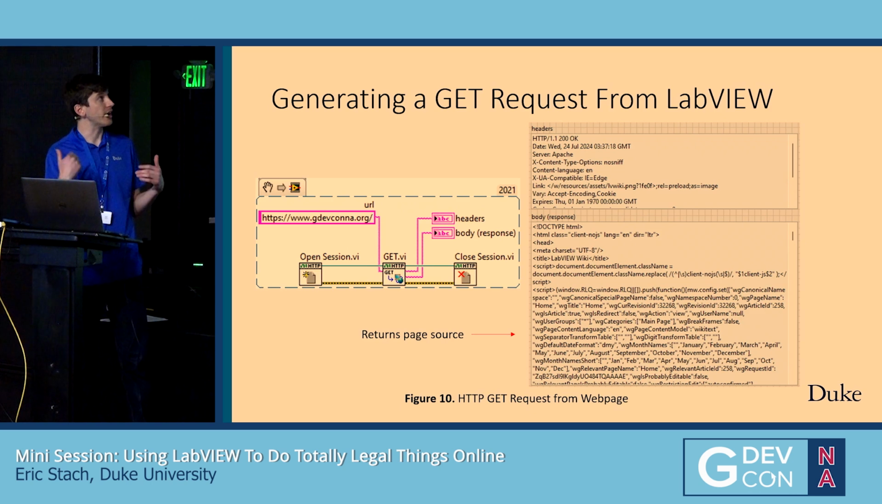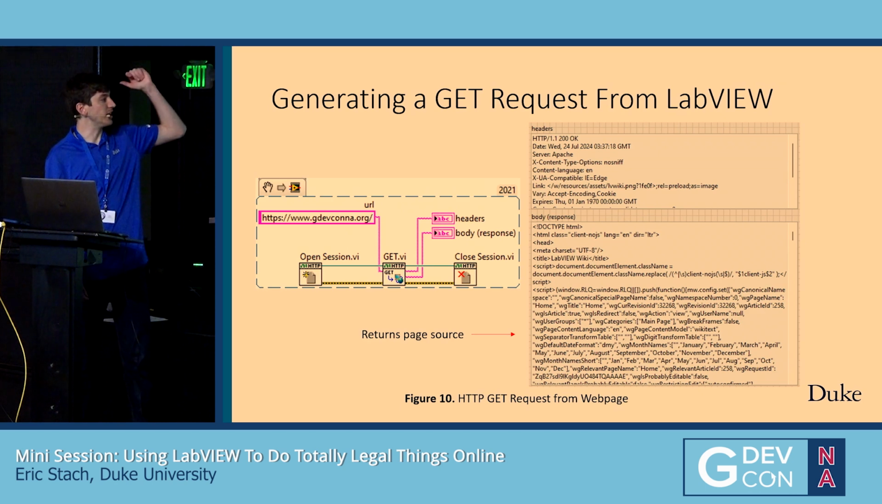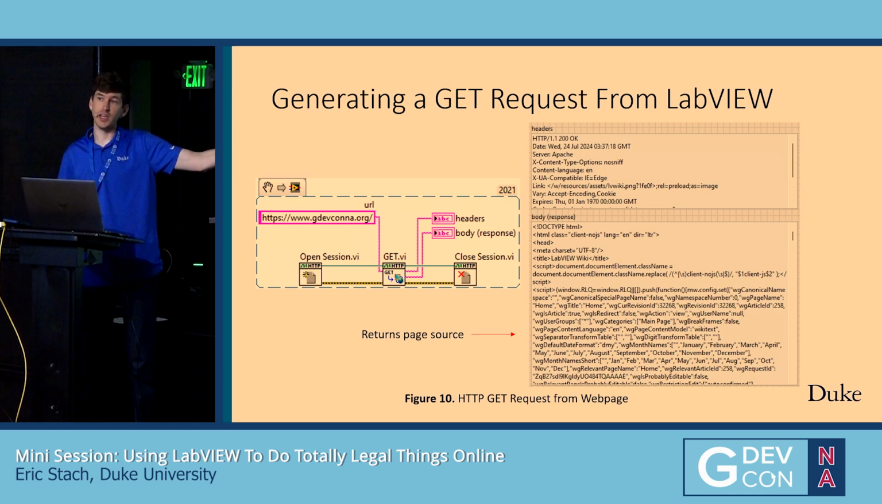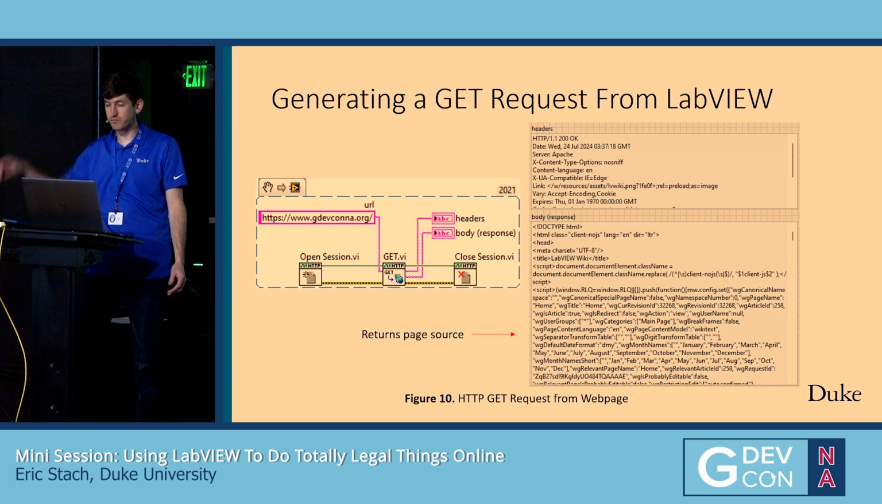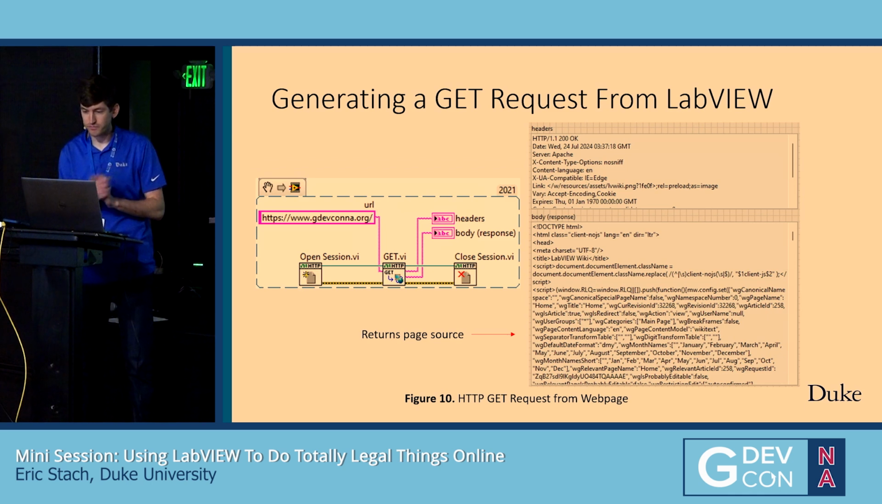Generating a GET request is even easier. You just have to give it a URL, such as the GDevCon A website, and I can get the source code from the GET request. This would be the equivalent of going to the website, hitting Control-U, and looking at the source code. So this is generating the same thing here.